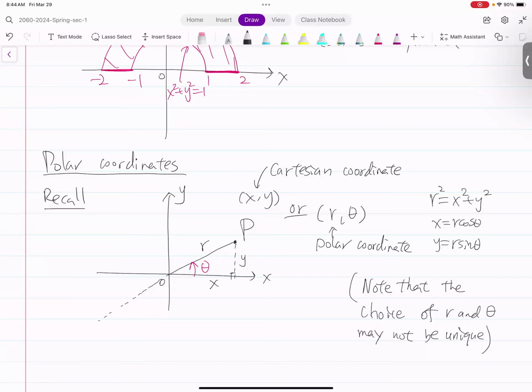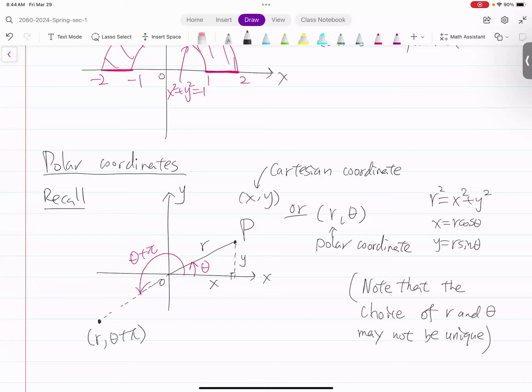So let me just draw the opposite point along the same way. So here, for this point, without changing the radius, I can say this rotation angle is different. Theta plus pi. So that's the rotation angle from the x-axis to the dashed line, right? So here I can describe this point to be (r, theta plus pi).